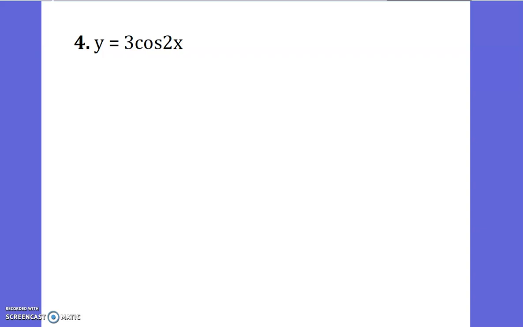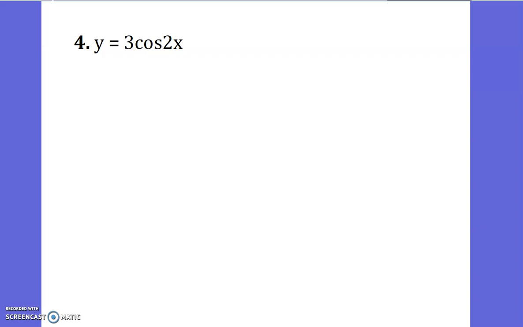Okay, so for the last two examples for today, we're going to see this first example where it's y equals 3 cos 2x. So those multipliers, the 3 and the 2, the 3 is going to be stretching this graph vertically, and the 2 is going to be halving the x values. It's going to be a horizontal compression.